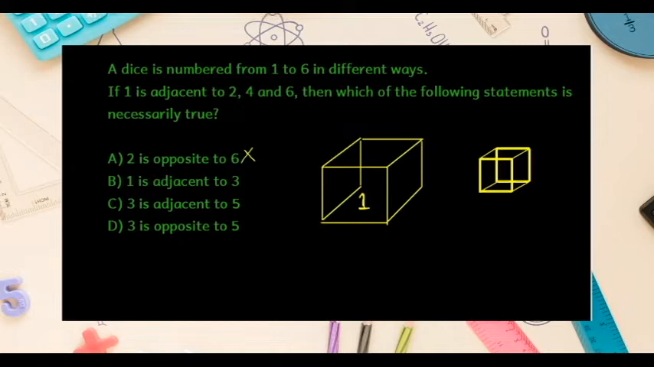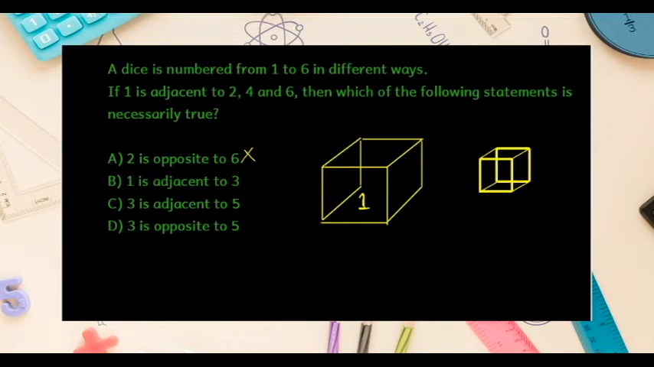Now moving to the second option, 1 is adjacent to 3. Now as I know that the right face, the top face and the left face are occupied, I have a bottom face that is vacant and the back face that is vacant. So according to the second option, 1 is adjacent to 3. 1 of course can be adjacent to 3 if 3 is placed at the bottom space.